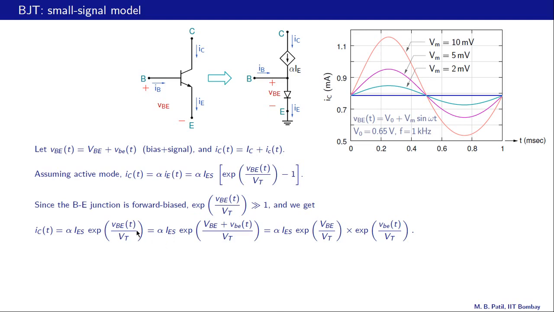Now this VBE, the instantaneous voltage, we are going to substitute with the DC part plus the time varying part, like that. And now this is like e raised to a plus b, which is e raised to a times e raised to b, and that brings us to this equation. IC of t is alpha IES times e raised to VBE by VT, this is the constant VBE, or the bias value of VBE, times e raised to VBE of t divided by Vt. This is the time varying VBE, this part here.